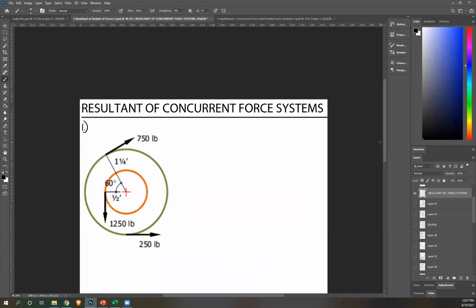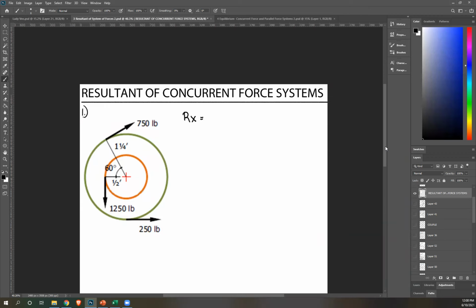So number 1, we're looking for R. We'll begin with the resultant R. But as you can see, our forces have different directions. So we're going to look for Rx and Ry first, and then we can solve for R. So let's start with Rx, the combination of all the X components of each force. So we have this force here, the 750-pound force. Let's take its X and Y components.